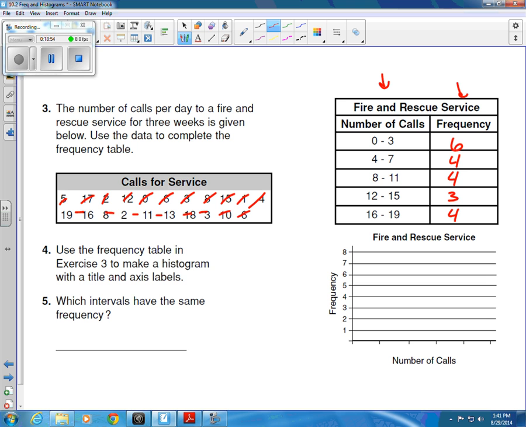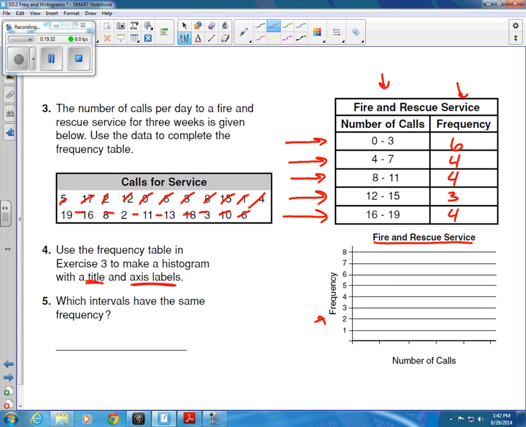Question 4 says to use the frequency table in exercise 3 to make a histogram with the title and axis labels. Luckily for us, that most important part, the title and the labels, has already been taken care of. We already have the title of Fire and Rescue Service, and we have labels on the axis as both frequency and number of calls. Now the big difference between a histogram and a bar graph is, again, we have a range of data in each bar rather than just a category. The other important thing to recognize is that all these ranges contain the same amount of numbers.